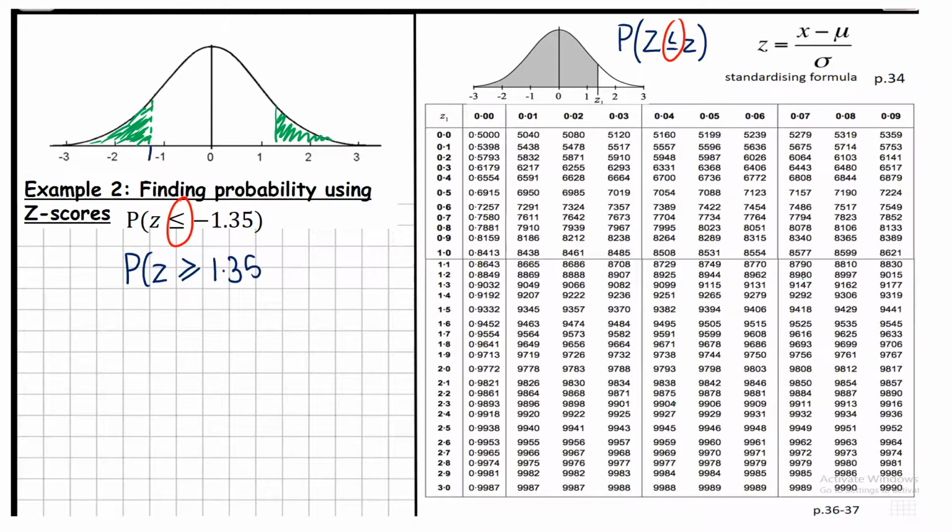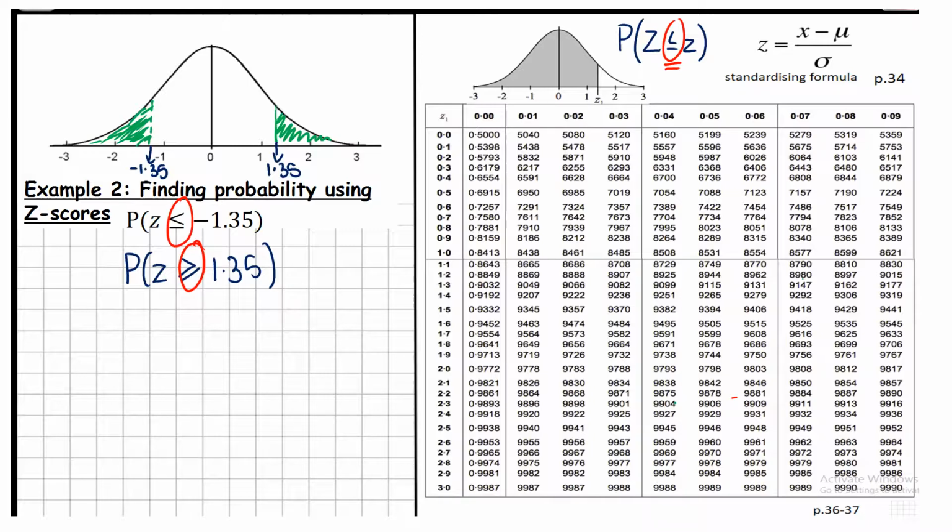Because if this piece here is minus 1.35, its symmetrical point on the other side is 1.35. And we're talking about to the right, so we're talking greater than. Okay. Now, the problem with that is I now have a greater than sign and I want a less than sign. So that's not correct. So we have to use a really important property of the normal distribution, and that is all of the area underneath this curve, or the full probability of this curve, is 1.